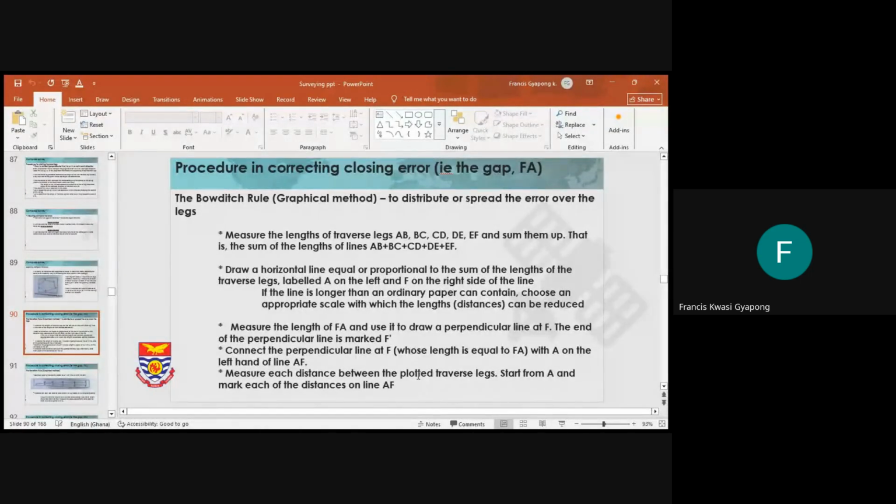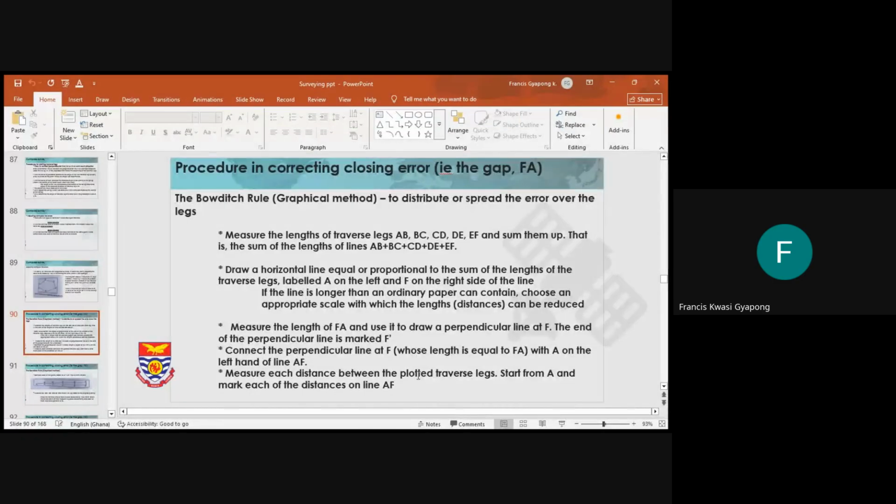When you sum them up, the next thing is that you draw a horizontal line which should be equal to the sum. It should be equal to the sum, all the summation you did in the first bullet. Draw a horizontal line equal or proportional to the sum of the lengths of the traverse legs, labeled A on the left and F on the right of the line.